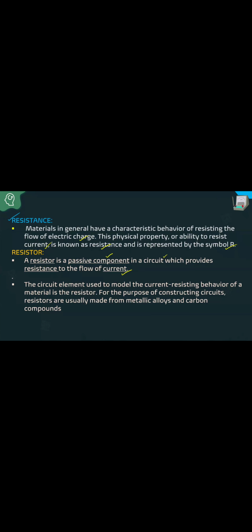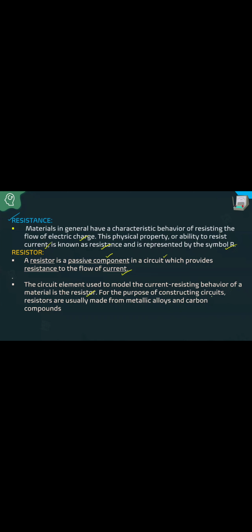Students, see the difference here. Resistor is the physical element. Resistance is the property. Don't confuse. Resistor is the physical element, resistance is the property. The resistor has the property of resistance, because of which it opposes the flow of current. The circuit element used to model the current resisting behavior of material is the resistor. The current resisting behavior of a conductor is modeled as a resistance.